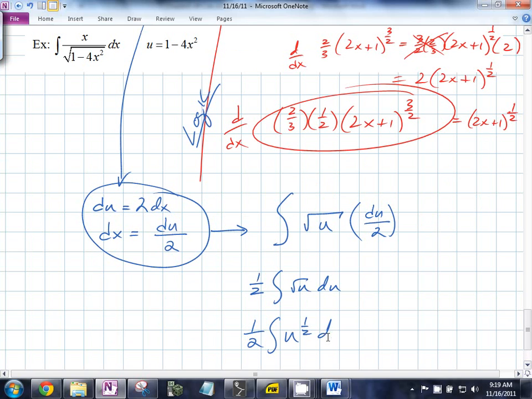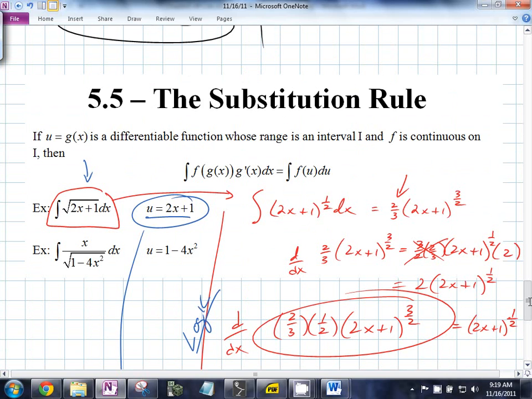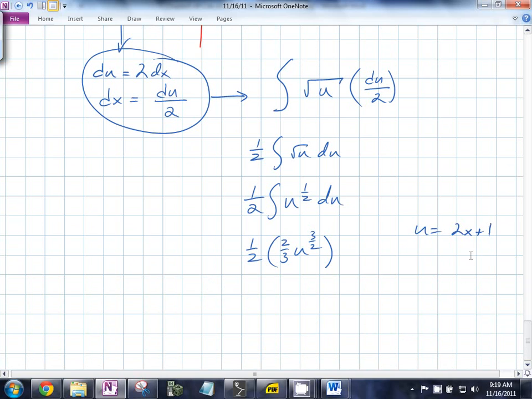2/3 u to the 3/2. But what does u equal? What was our original substitution? 2x plus 1. So what do we do with this? Substitute back in, and what do we have? 1/2 times 2/3 times (2x plus 1) to the what? 3/2. Is that exactly what we got before? That's exactly what we got before.